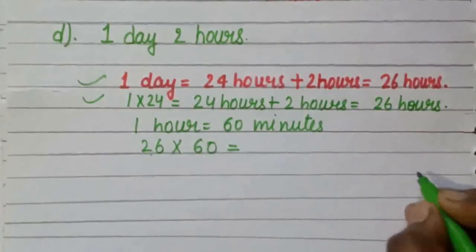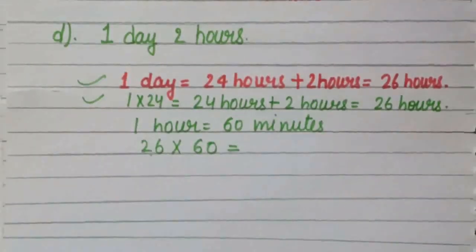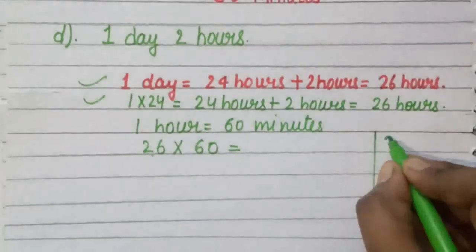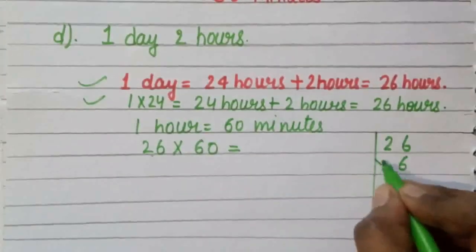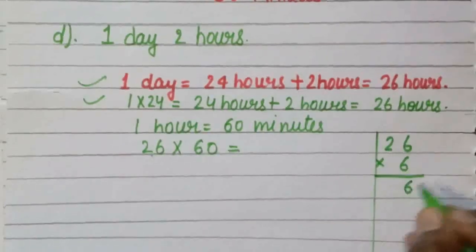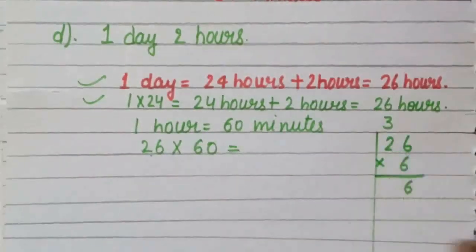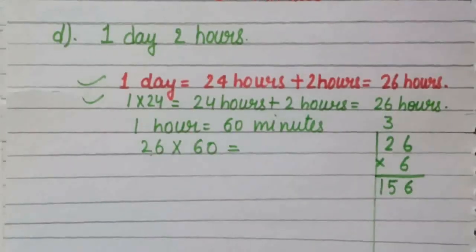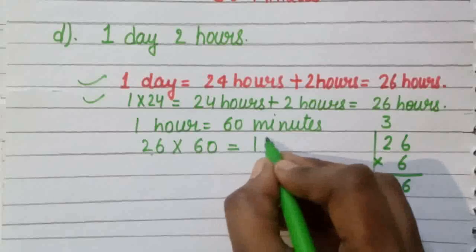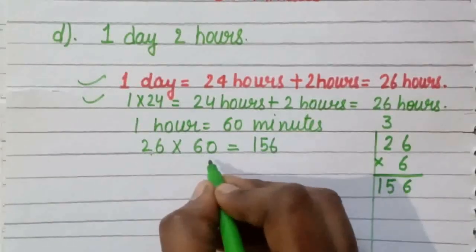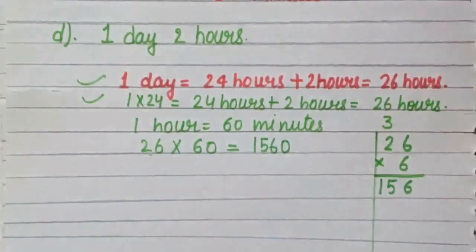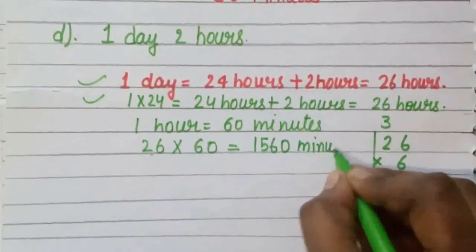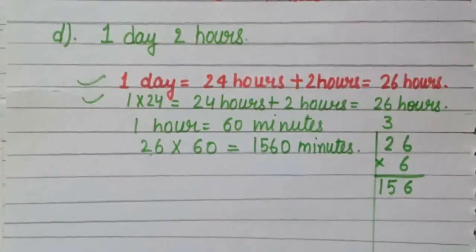26 को 6 के साथ पहले मल्टीप्लाई करेंगे. Let us do it in the rough work column. 26 multiplied by 6. 6 6s are 36. Carry 3. 6 2s are 12 and 3, 15. 156 and in multiplicand and multiplier there is only 1 zero. That's why 0 here. 1560 minutes. Okay, children, this is the answer.